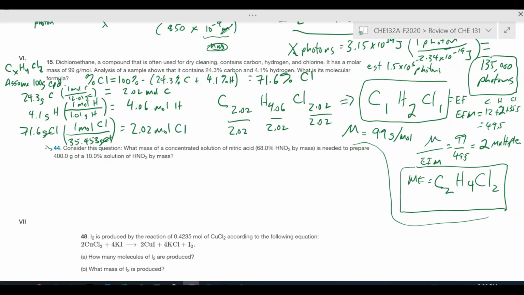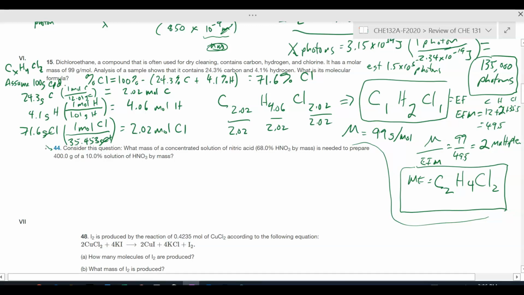You're told that you have a concentrated solution of nitric acid, which is 68% nitric acid by mass. And, well, actually, this is not the classic one. We're asked what mass of that is needed to prepare 400 grams of a 10% solution of nitric acid by mass. So, what are we trying to figure out?